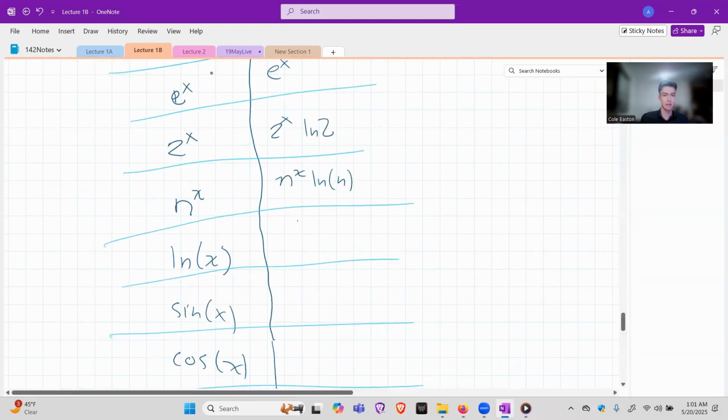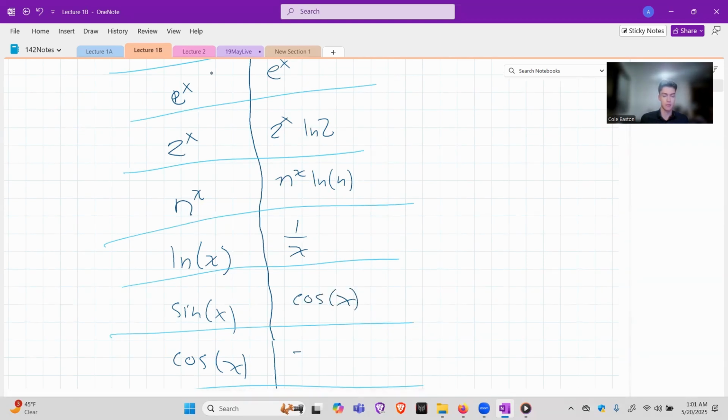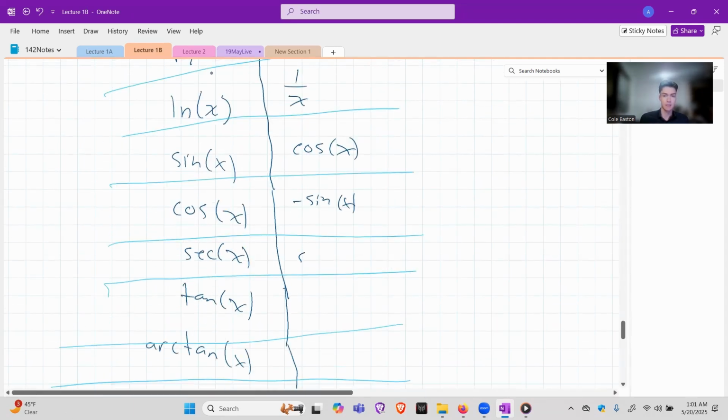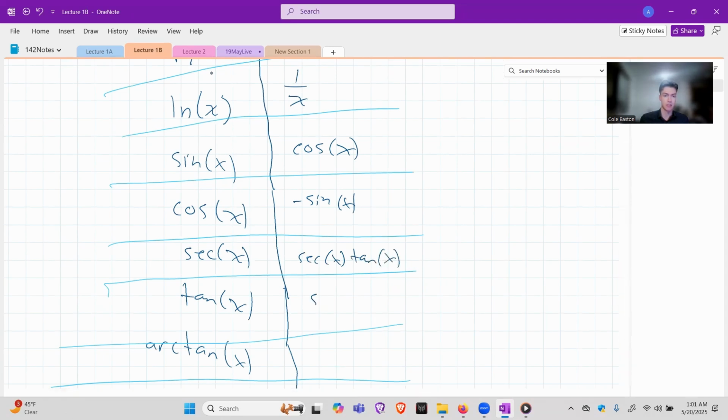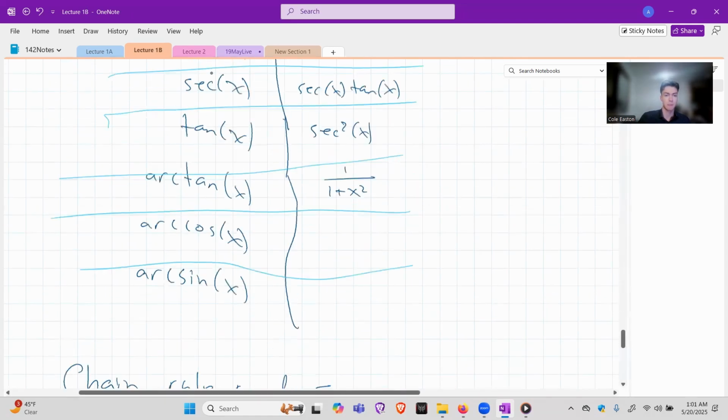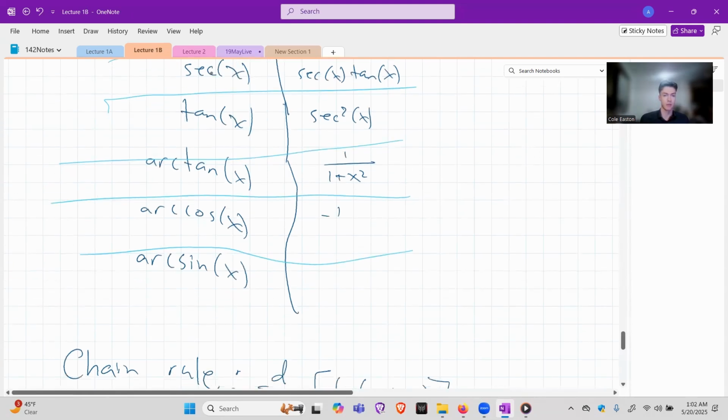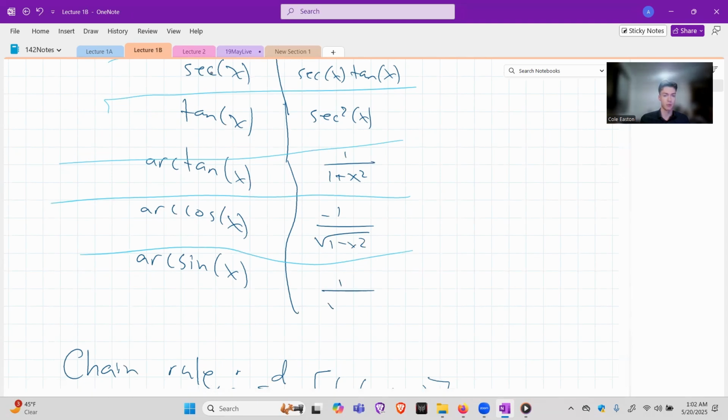Derivative of ln of x is 1 over x. Of sine of x is cosine of x. Of cosine of x is negative sine of x. Secant of x is secant of x times tangent of x. Derivative of tangent of x is secant squared of x. Derivative of arctan of x is 1 over 1 plus x squared. Derivative of arc cosine is negative 1 over the square root of 1 minus x squared, and derivative of arc sine is 1 over the square root of 1 minus x squared. All right, those are some of the most important things that we need to know.